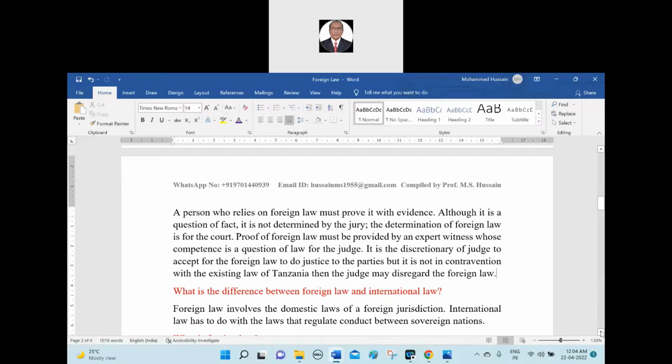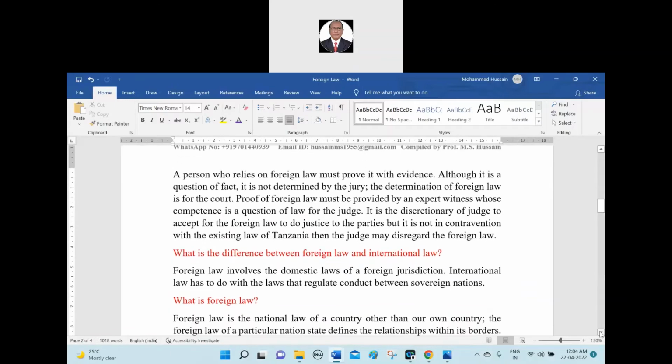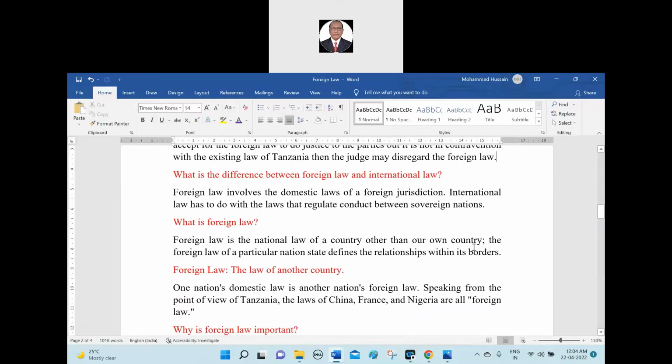Yes, I appreciate. So now you tell me, what is the difference between foreign law and international law? Anyone? Not the same person, another person should read. I want to see the change of tone. Foreign law involves the domestic laws of a foreign jurisdiction. International law has to do with the laws that regulate conduct between sovereign nations. Yes, international law deals with sovereign nations, especially public international law, and foreign law is nothing but the domestic law of another country. Is it clear?